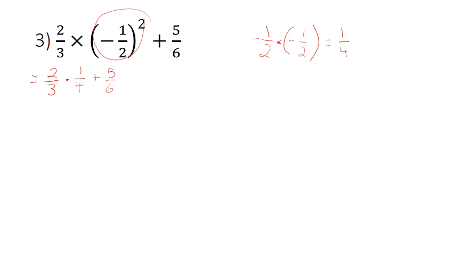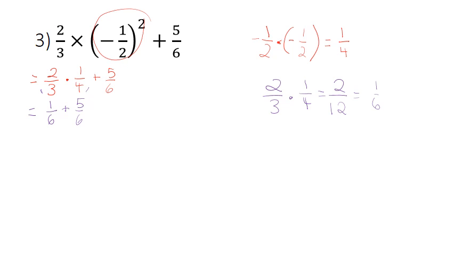Next, we need to do the next most powerful operation, which is multiplication. So now we're going to focus on multiplying 2/3 times 1/4. Well, with multiplication, I just multiply across. So 2 times 1 is 2, and 3 times 4 is 12. Now I can simplify this. 2/12 is the same as 1/6. So I'm going to write 1/6 here to replace my multiplication, plus 5/6.